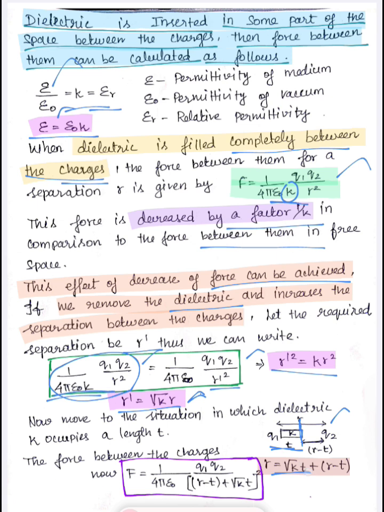If the dielectric is present up to t length, that is, if we place a dielectric of t thickness between the charges, the effective distance becomes root k into t, and in the remaining space there is no dielectric, so we take it as r minus t. So the total distance between the charges is r minus t plus root k into t, and the force becomes 1 by 4 pi epsilon naught q1 q2 by r square. Instead of r square we substitute this, that is, r minus t plus root k into t whole square. This is the force between two charges when a dielectric of t thickness is placed between them.